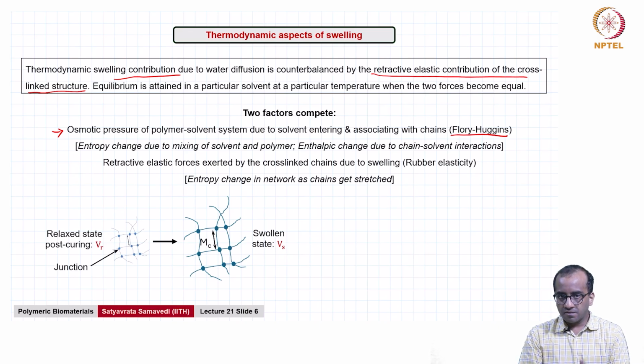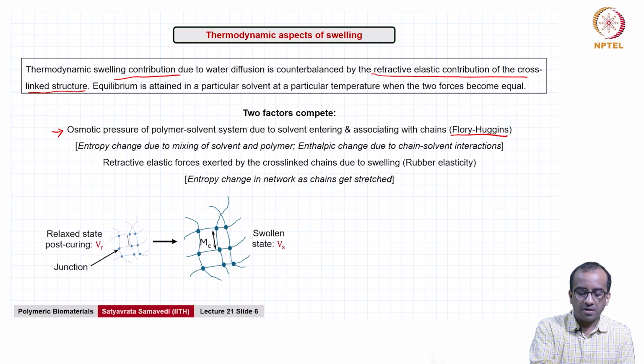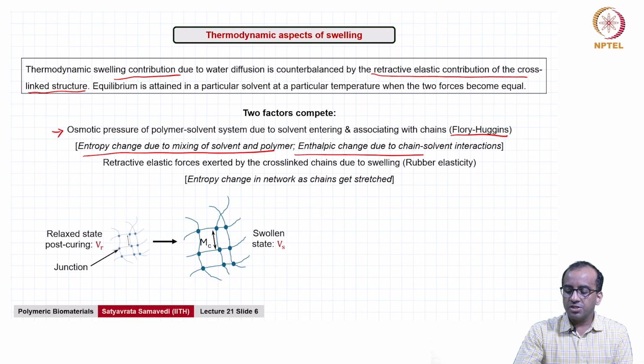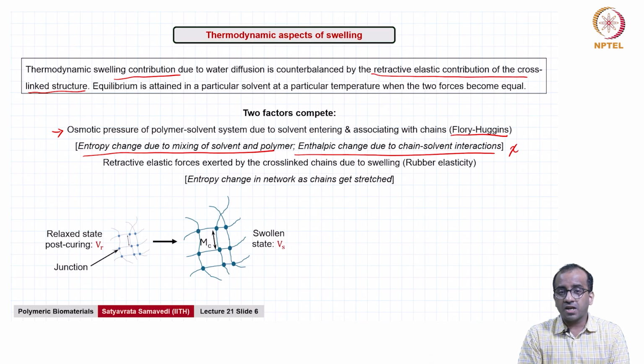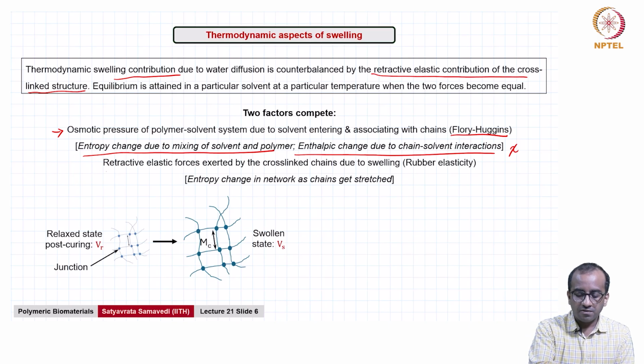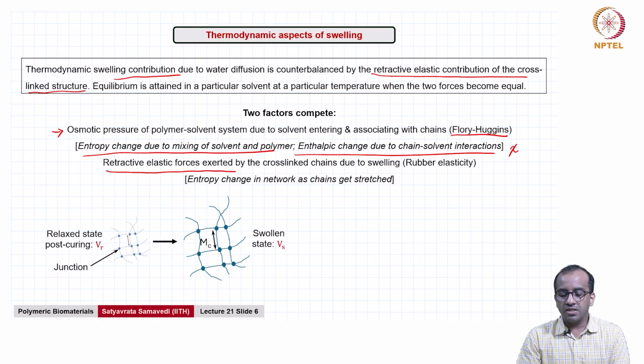And as we have seen earlier in Flory-Huggins in lecture 16, there are two contributions. One is the entropic contribution, which will favor mixing. The other is the enthalpic change due to chain solvent interactions. And if you recall, we looked at the chi parameter, which is the Flory parameter, that tells you something about how favorable the interactions are between polymer and the solvent. In addition, in hydrogels, you also have these retractive elastic forces exerted by the cross-linked chains as they are swelling.